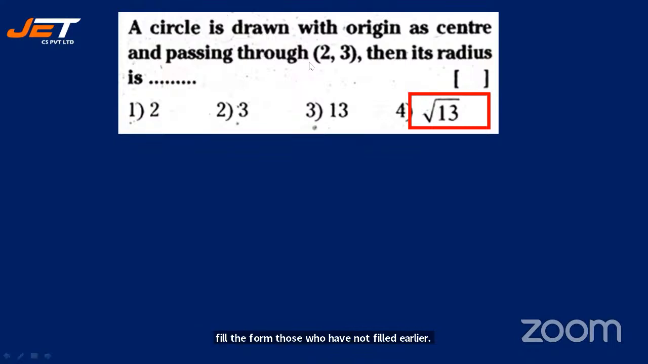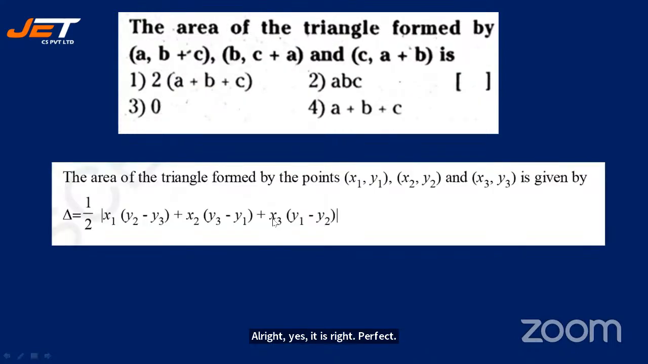All right. Yes, it is right. Perfect. Let's move on to the next question. The area of the triangle formed by A, B plus C, B, C plus A, and C, A plus B. So right here you have x1, y1, x2, y2, x3, y3. So you just have to find out the area.